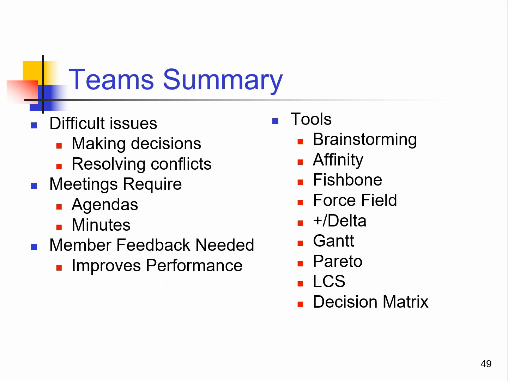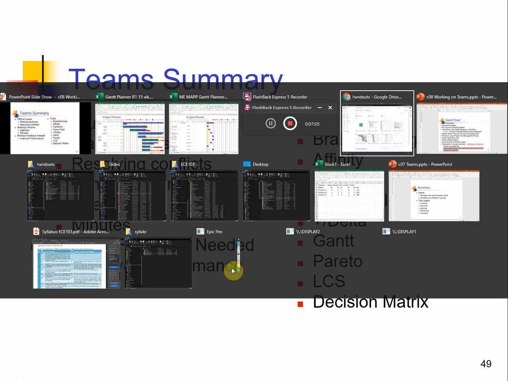So, team summary. Lots of tools that we talked about. Use them. They got to show up in your notebook, in your project reports, etc. Meetings, agendas, minutes. Make them efficient, make them effective. You guys don't want to waste time. Member feedback every time I review your notebook. That's the detailed performance evaluation. And I went through the procedure and how to do that.